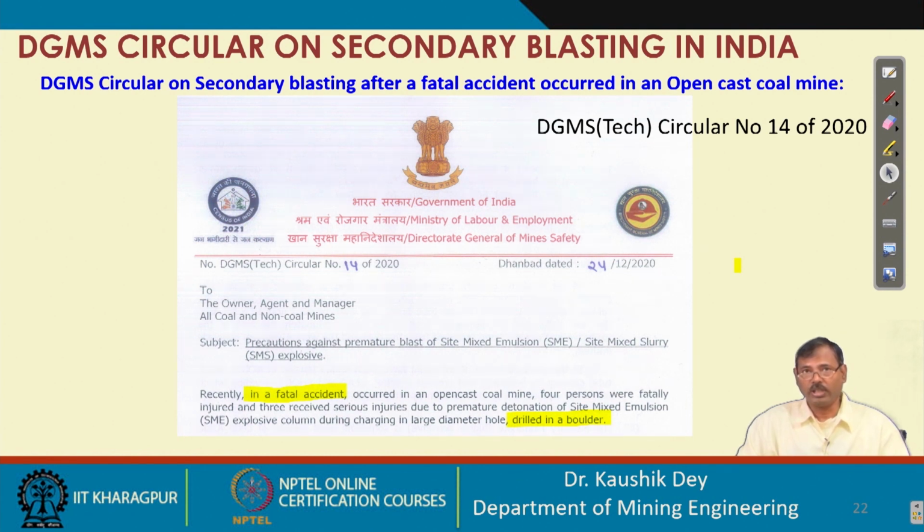Now, we will discuss one accident case which has been observed, and based on that, the Director General of Mine Safety in India has come out with a circular, that is DGMS Technical Circular number 14 of 2020. This happened in one open cast coal mine where 4 persons were fatally injured and 3 were seriously injured during a boulder blasting. What happened here? A boulder blasting was carried out with a 150 or 160 mm large diameter drilling, and a huge quantity of explosives was placed there, and that blasted prematurely.